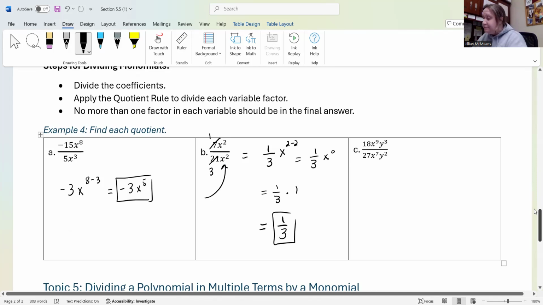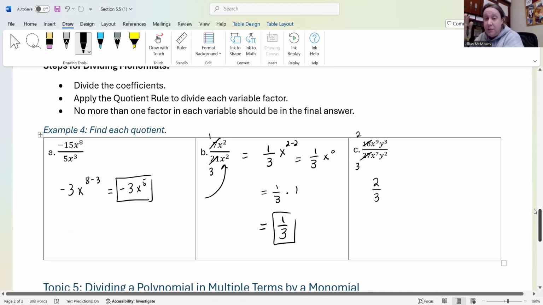Now, part C, we have 18x to the 9th, y to the 3rd, divided by 27x to the 7th, y to the 2nd power. So I first want to simplify the coefficients, okay? They're not going to divide evenly, so I just want to simplify them. So 18 and 27 are both divisible by 9. 18 divided by 9 is 2. 27 divided by 9 is 3. So far we have 2/3, okay?